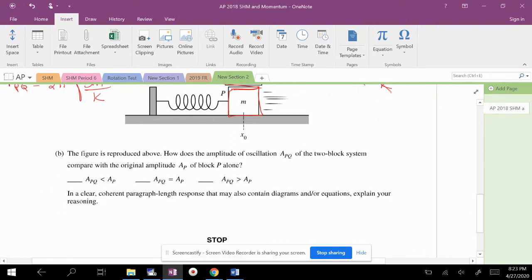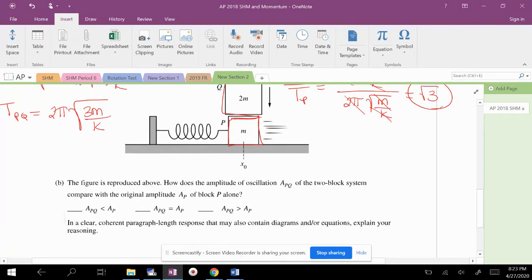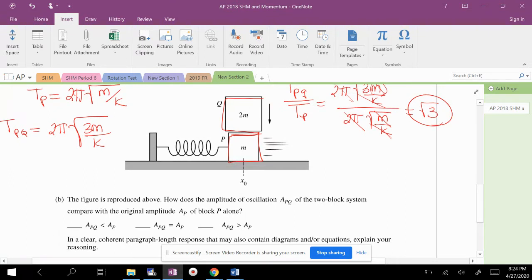Okay, part B. So this is what I'm dealing with. Basically I want to compare the amplitude of this mass, whatever it reaches. I'm going to call this the amplitude of P alone, and it goes back and forth. The question is asking, when this is dropped on it, is it going to reach the same amplitude, or is it going to be smaller, somewhere over here? Or is it going to go even farther and go past the original amplitude?